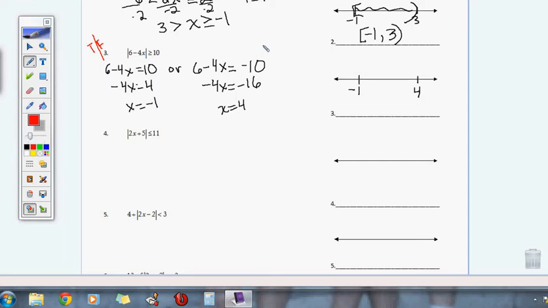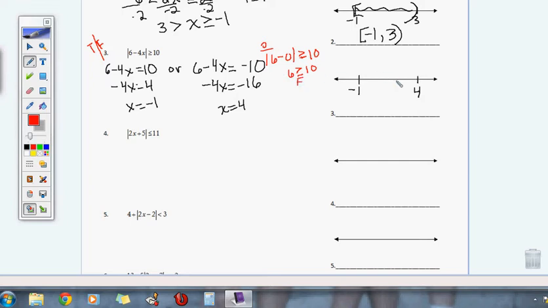If I'm testing 0 here, if I'm testing that value, I would have the absolute value of 6 minus, well, 4 times 0 would be 0. Absolute value of that greater than or equal to 10. And we're looking for a true or a false statement. So 6 minus 0 is 6. Absolute value is 6. So we say, is 6 greater than or equal to 10?